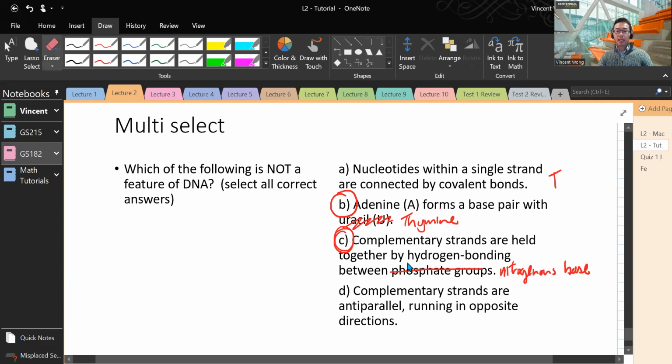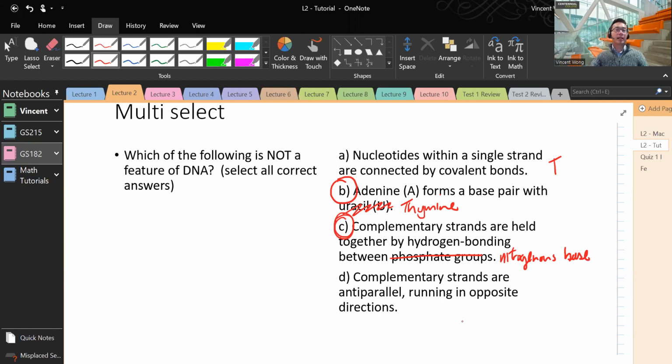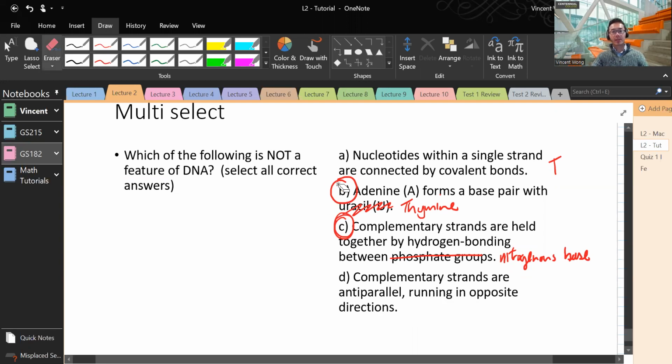Complementary strands are anti-parallel, run in opposite direction. That is correct. If you look at the PowerPoint slides, one strand is always upside down compared to the other. All right, so the incorrect statements would be B and C.